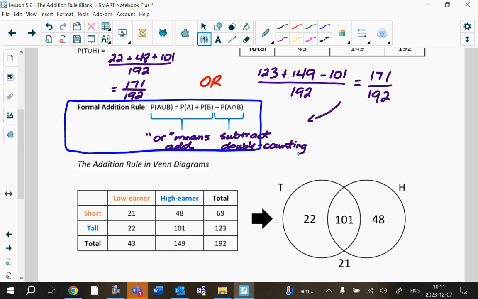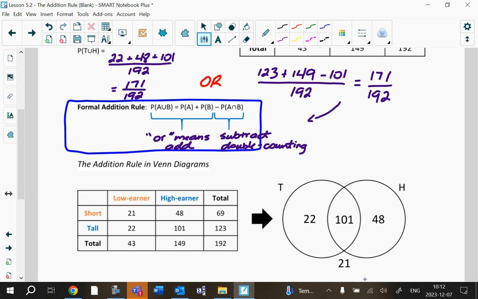So knowing this formula, I don't have to give you all this information. I could say the probability of something happening is 1/5. The probability of something else happening is 1/6. The probability of them both happening is 1/3. And then you would be able to calculate the probability of one or the other using this formula.